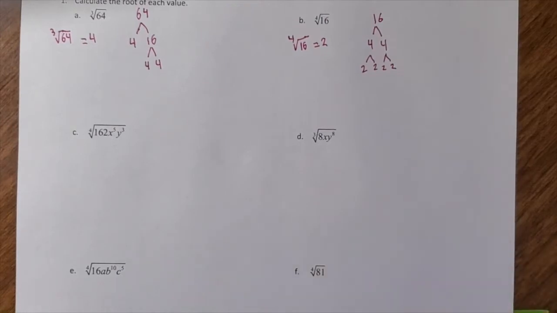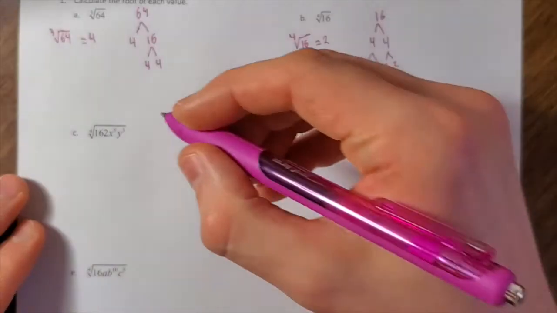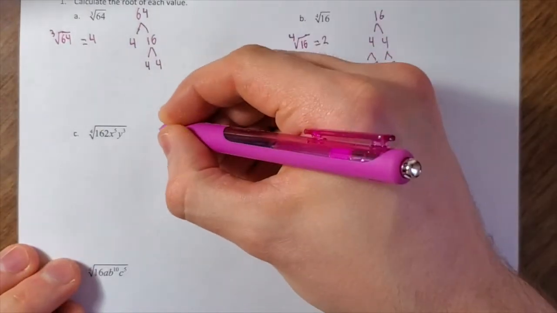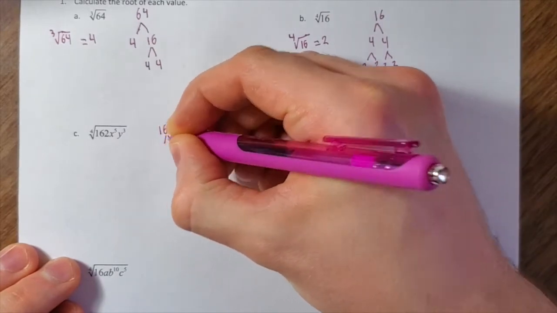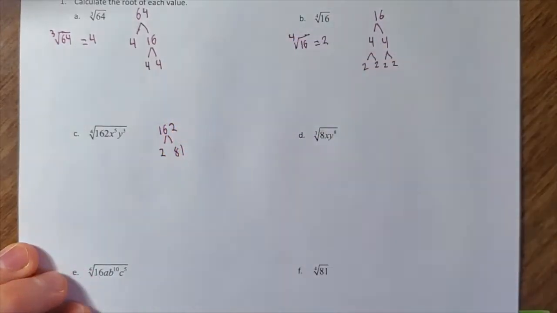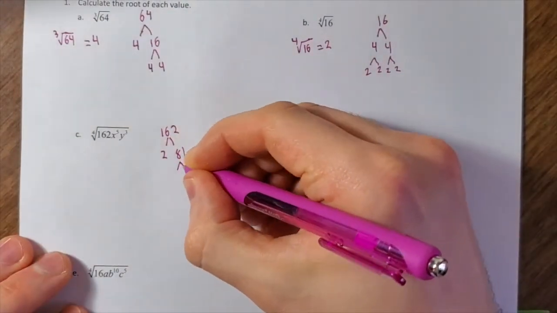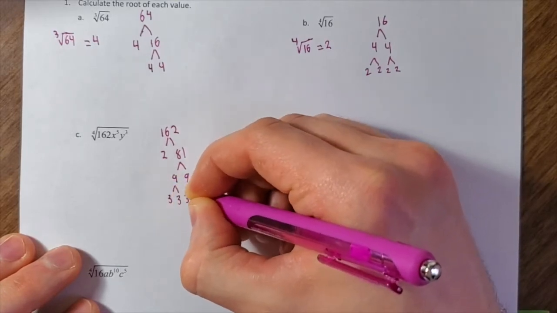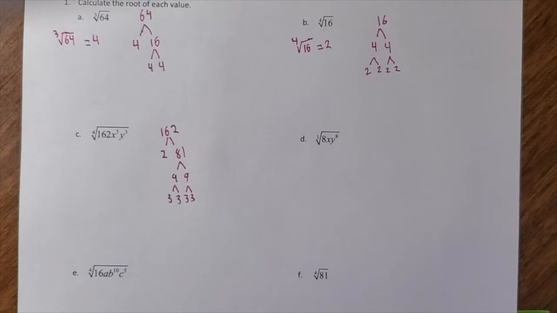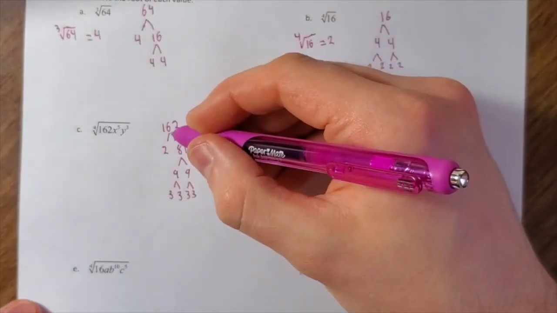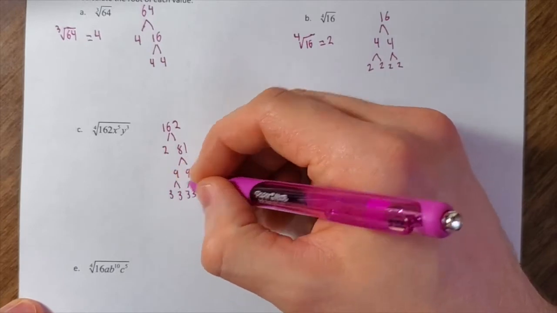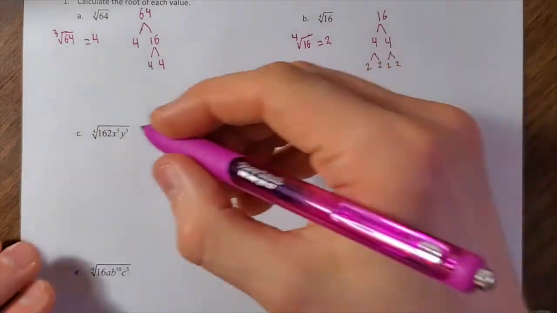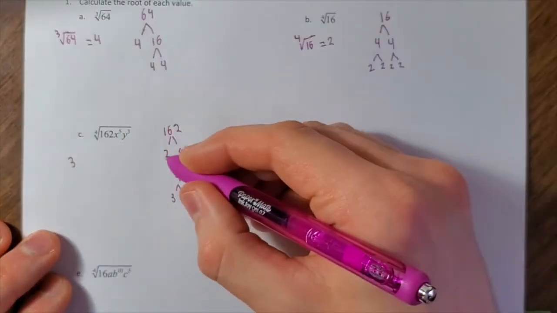All right, now let's try some variable examples here. So let's break down 162 into some factors now. So 162, we're going to get 2 and 81. 81 is equal to 9 times 9, and both of these 9s become 3s. All right, so we can see our 162, we have a perfect fourth root of our 4 3s here. So we can say 81 has a fourth root of 3. So we can immediately pull out our 3 out front, and we're going to leave that 2 inside.